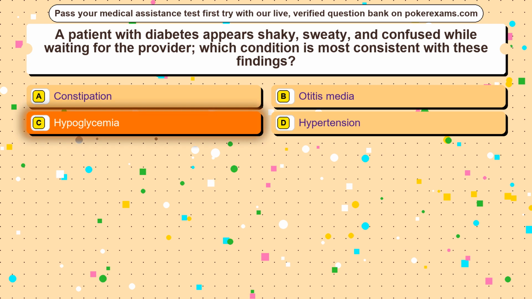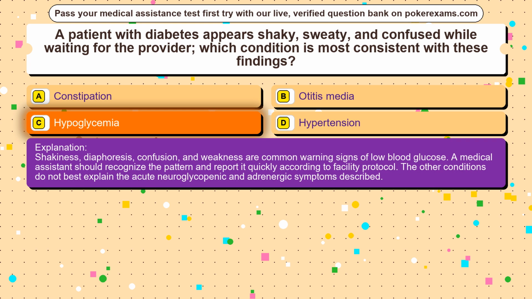The correct answer is option C, hypoglycemia. Shakiness, diaphoresis, confusion, and weakness are common warning signs of low blood glucose. A medical assistant should recognize the pattern and report it quickly according to facility protocol. The other conditions do not best explain the acute neuroglycopenic and adrenergic symptoms described.